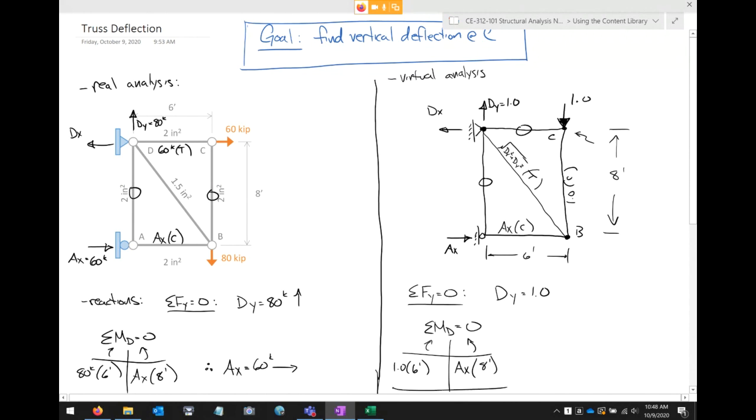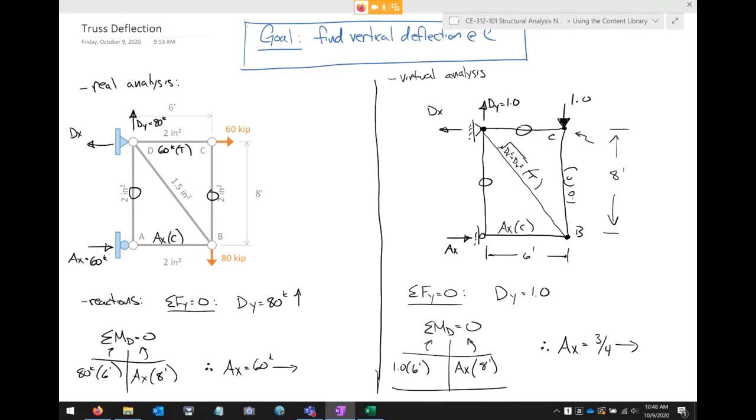And that's how I'm going to solve for the reaction. So I propose then that AX is going to be 3/4 that way. Okay, it's going to be 3/4 that way. So it's not 3/4 of a kip; it's just 3/4.